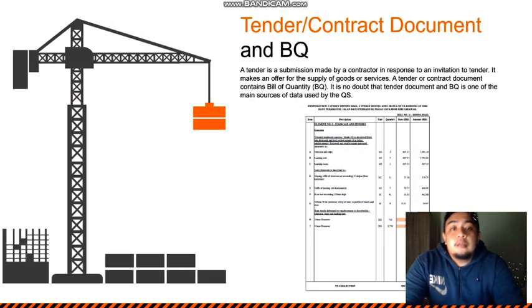The second source of data is from tender or contract documents and the BQ. A tender is a submission made by a contractor in response to an invitation to tender. A tender or contract document contains the BQ, and no doubt that tender and BQ are the main sources of data for the QS. The BQ provides the detailed quantity of an element with description and also rate.